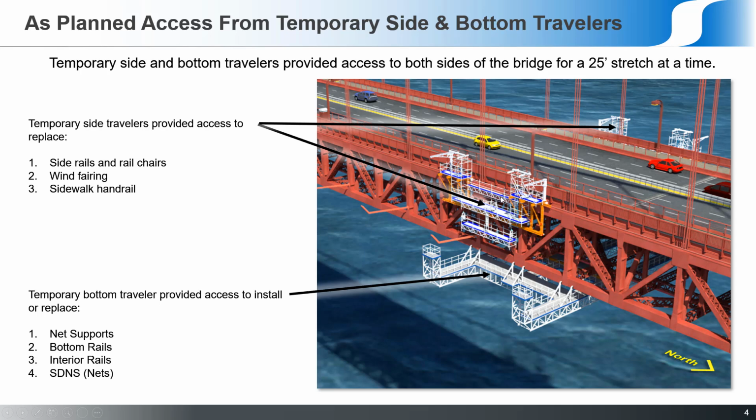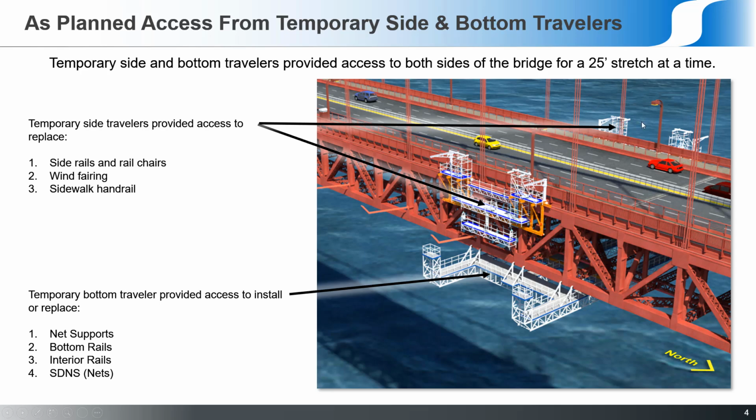The side travelers, which are independent but will move together with the bottom travelers, can access all the work that needs to be done on the side. They're going to replace a pair of rails here that will hold future travelers. And then on the west side, they're going to add wind fairing, block the wind coming in from the ocean, and then replace the handrail on the west side of the bridge.